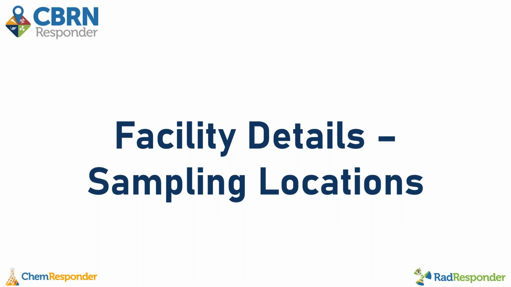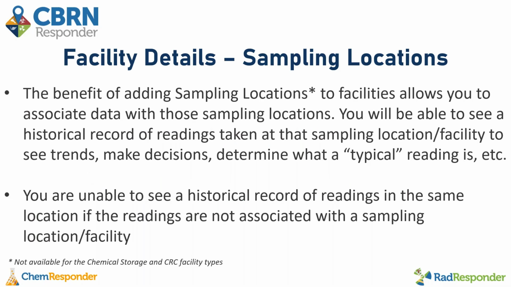We'll talk first about sampling locations. The benefit of adding sampling locations to your facility is that this allows you to associate data with those sampling locations when your responders are collecting data. And the importance of collecting data associated with a sampling location means that you can pull up that sampling location and see a list of all collected data that has been taken at that location, regardless of event. This will be really helpful for you to see trends, make decisions, and determine what a typical reading may look like at that location. You will be unable to see a historical record of readings in the same location if the readings are not associated with the sampling location or facility.